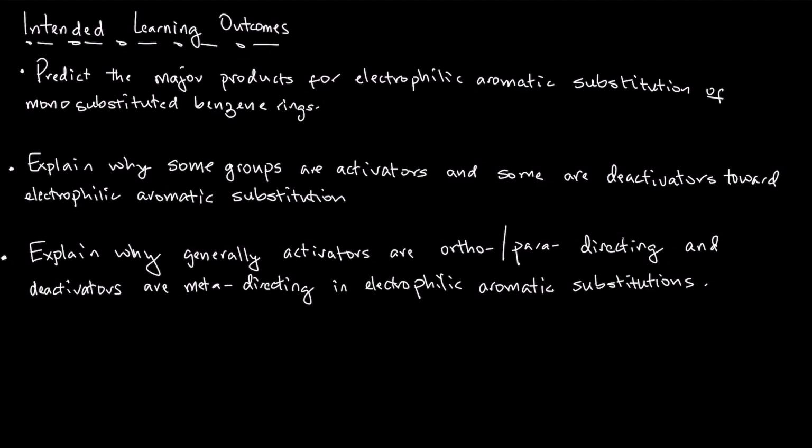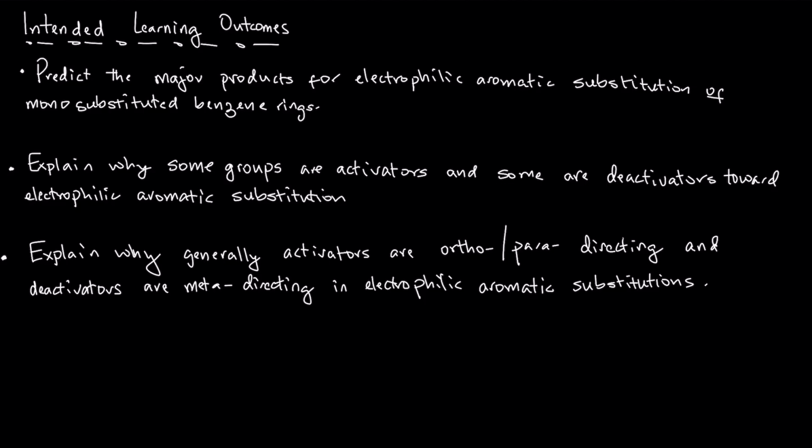Hi everyone. In today's video, we're going to continue our discussion on aromatic compounds, and this time we're going to really focus on activating and deactivating groups. It's my hope that by the end of this video, you will be able to start getting a sense on how to predict the major products for electrophilic aromatic substitutions that involve monosubstituted benzene rings. You'd be able to explain why some groups are considered activators and some groups are considered deactivators towards electrophilic aromatic substitutions. And then you would be able to explain why generally activators are ortho-para-directing and deactivators are meta-directing in these types of reactions.